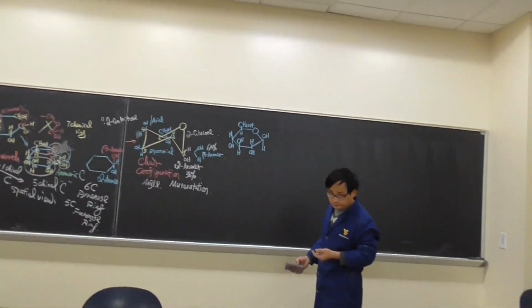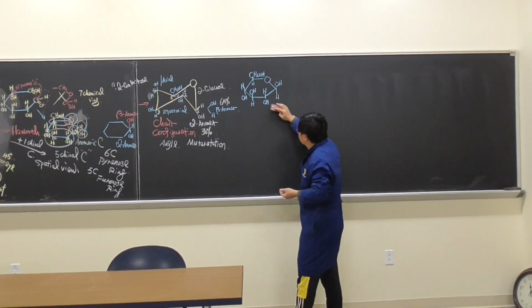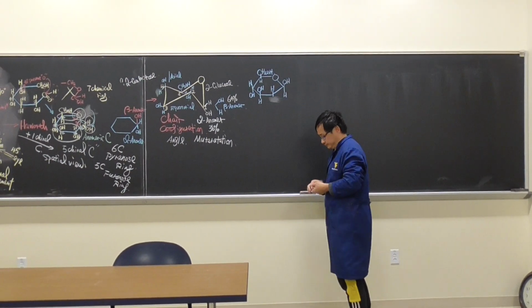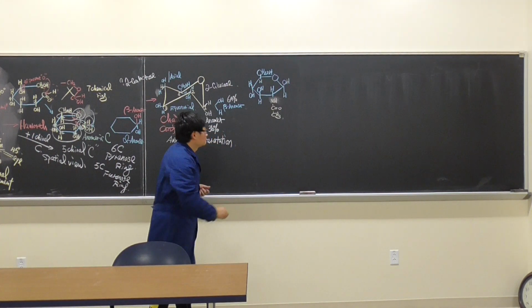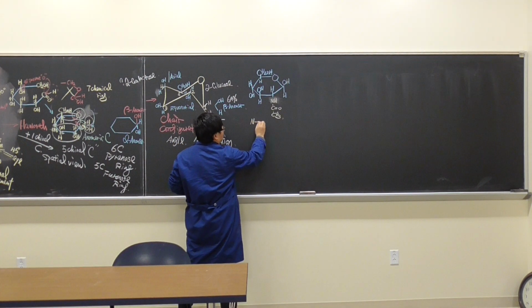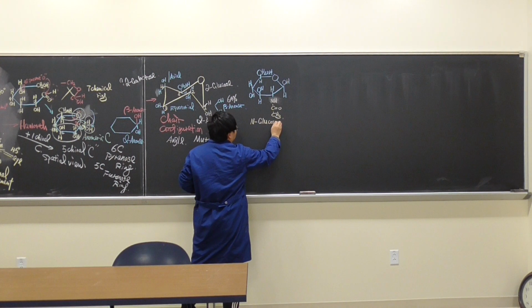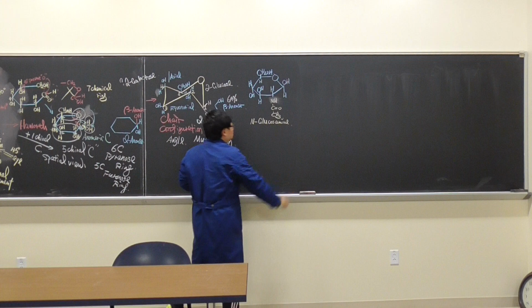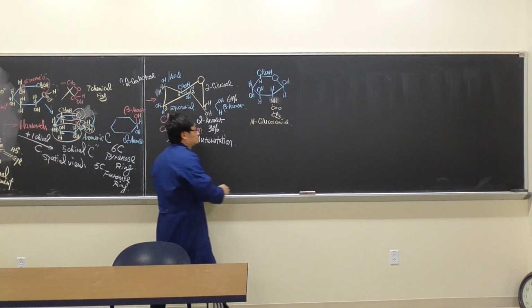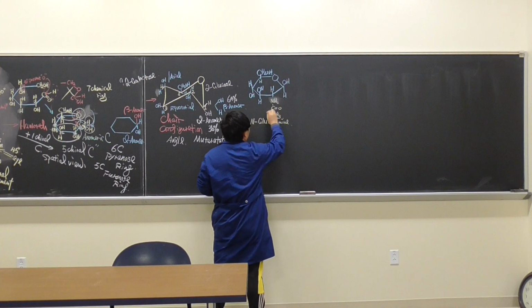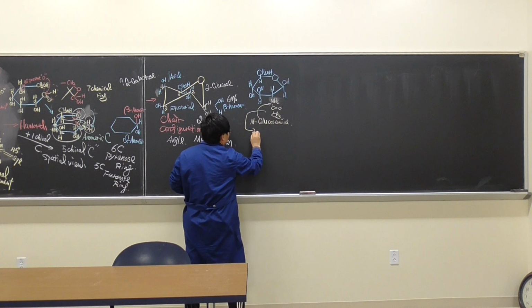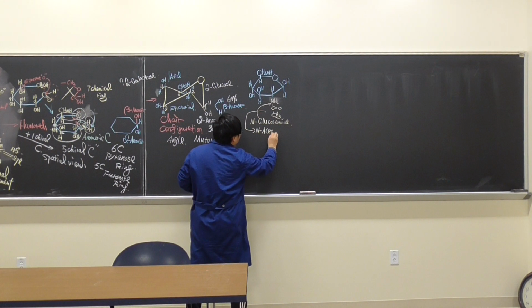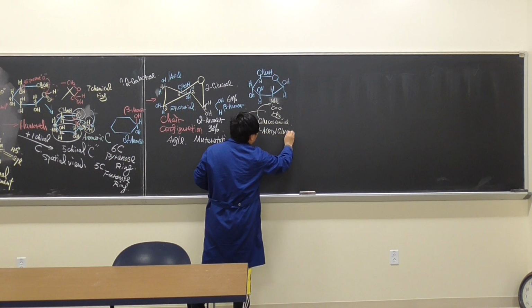This is the glucose. If this group is gone, it becomes this. What is this called? Glucosamine. Is that right? Okay, if this is glucosamine and I add this up here, it becomes N-acetylglucosamine.